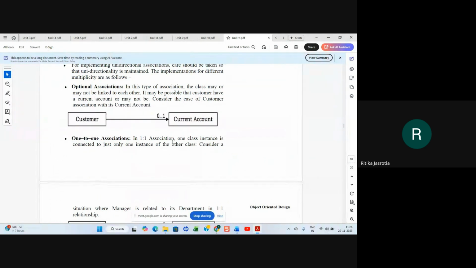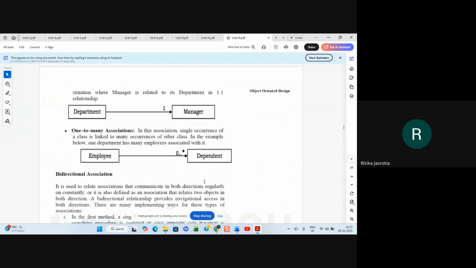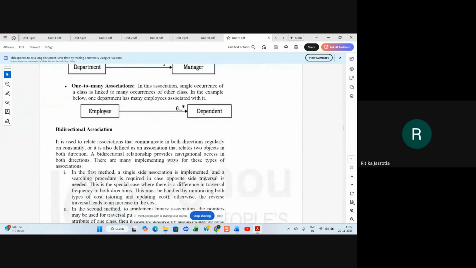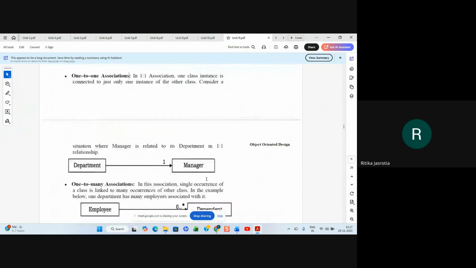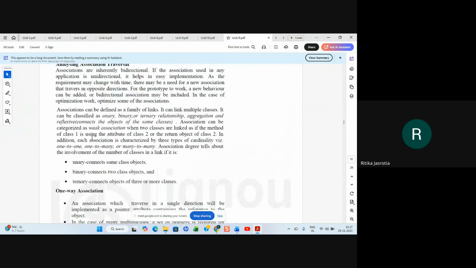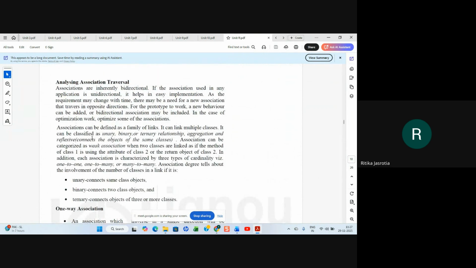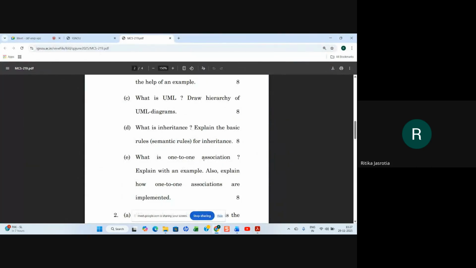In a one-to-one association, one class instance is connected to just one instance of the other class. Consider a situation where a manager is related to its department in a one-to-one relationship. One department, one manager, right? So that kind of thing. So you have different kinds of association. We are talking about one to one. So what is one-to-one association?